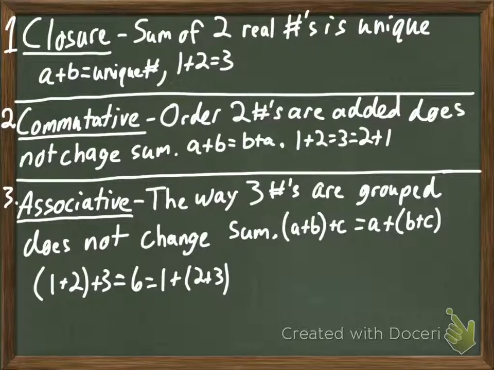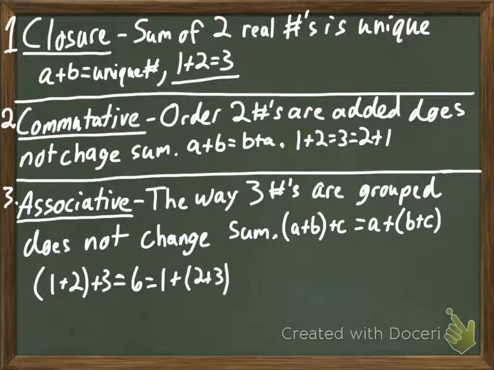You can't add 2 numbers together and get 2 answers, is what it's saying. So like our example right here, 1 plus 2 equals 3. You can't do 1 plus 2 and get 7. 1 plus 2 has to be 3. So that's the closure property.